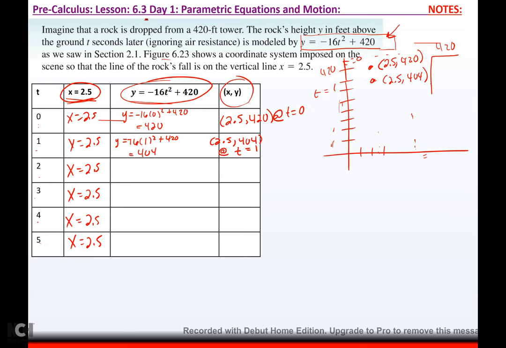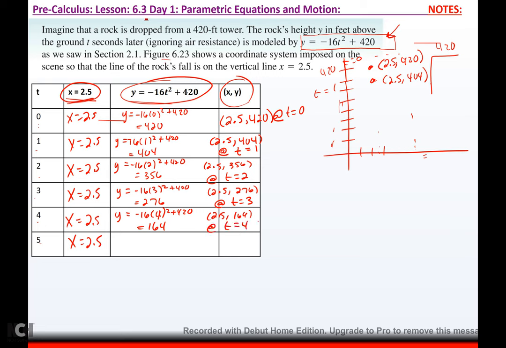If I keep doing this, plug in 2: y equals negative 16 times 2 squared plus 420, I get 356. So that ordered pair is (2.5, 356), and that's at time equals 2 seconds. Plug in 3: negative 16 times 3 squared plus 420 is 276, so that ordered pair would be (2.5, 276), and that's at time equals 3 seconds. At 4 seconds, y equals negative 16 times 4 squared plus 420 gives me 164, so I get (2.5, 164), and that's at time equals 4 seconds.